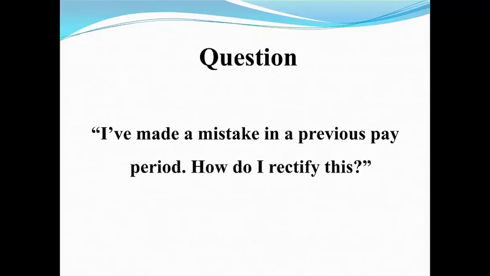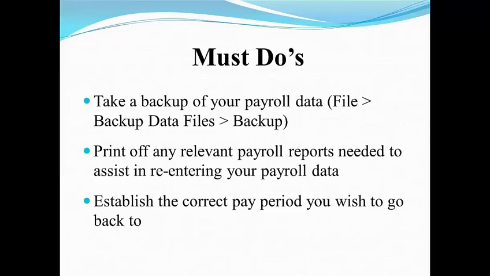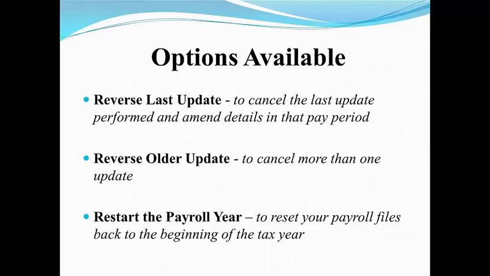One of the most common queries we get is how to rectify a mistake made in a previous pay period. There are a number of things we recommend you do before proceeding with anything. One is to take a backup of your payroll data to date to your normal backup location or to an external directory. Two is to print off any relevant reports that may be needed to assist when re-entering any of the data. And three, and probably the most important one, is to determine the correct pay period you actually wish to go back to. Once you've completed these steps, then you have a number of options available to you, depending on how far you actually need to go back.